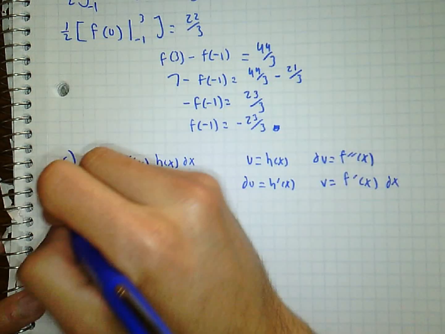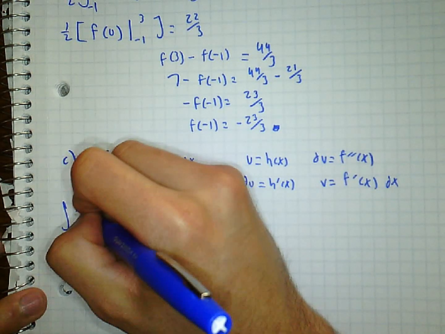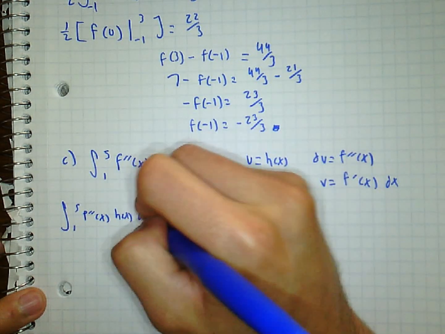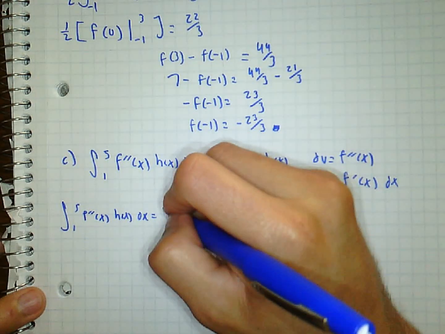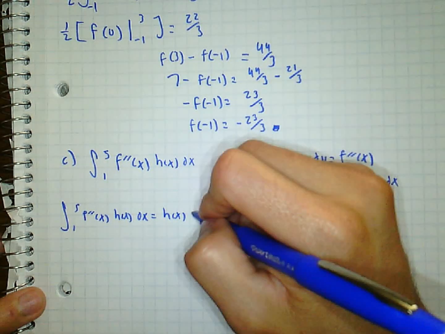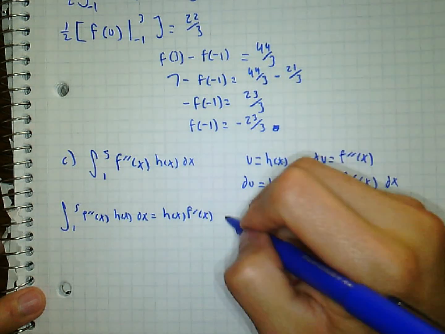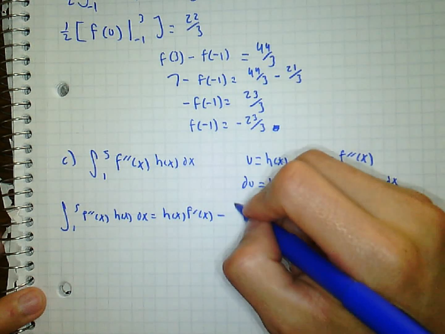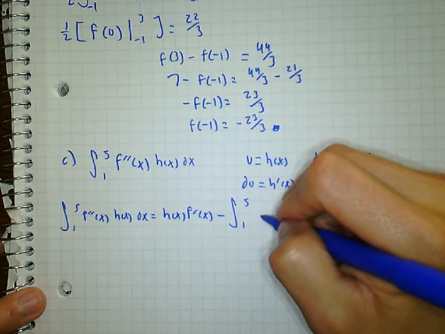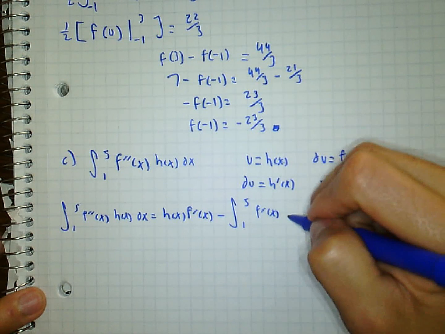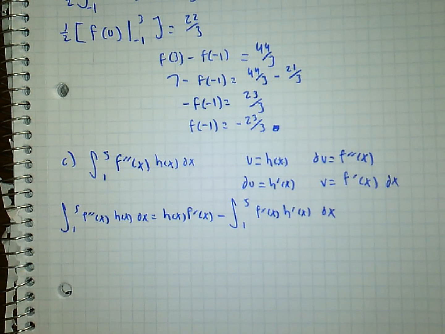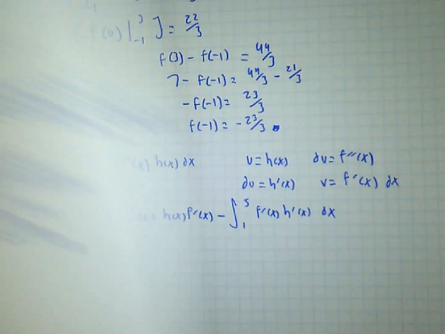So remember, now we've got the integral from 1 to 5 of f double prime x, h of x, dx is equal to u times v, which in this case is h of x times f prime of x, minus the integral of v du, which in this case is the integral from 1 to 5 of f prime of x times h prime of x dx. Cool? So now this looks like I have a whole bunch of things here, but don't forget, you know what h of x is. Go back to the problem.